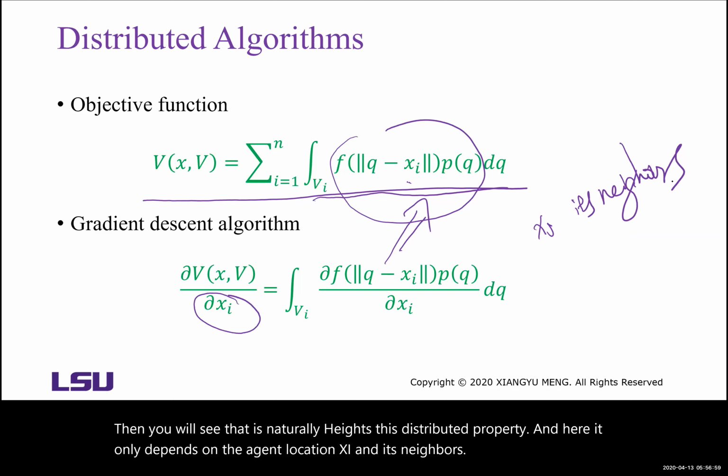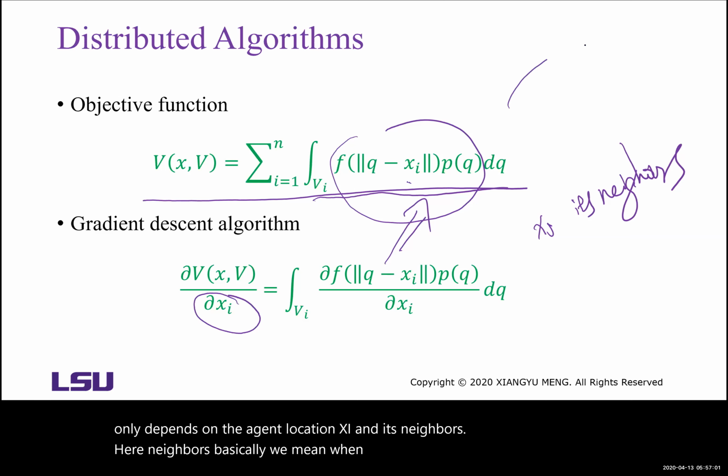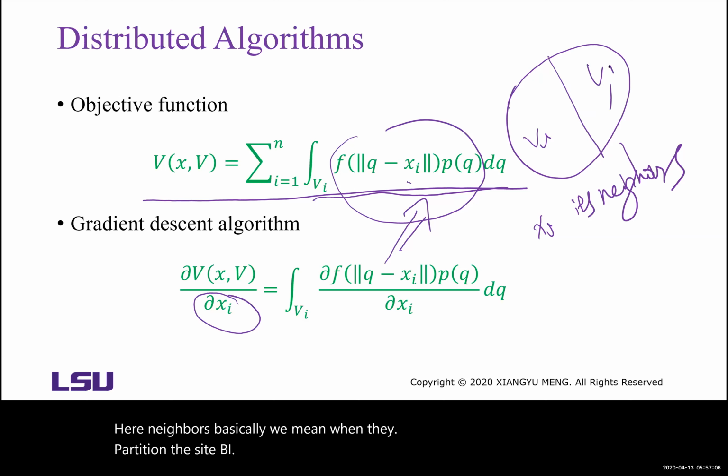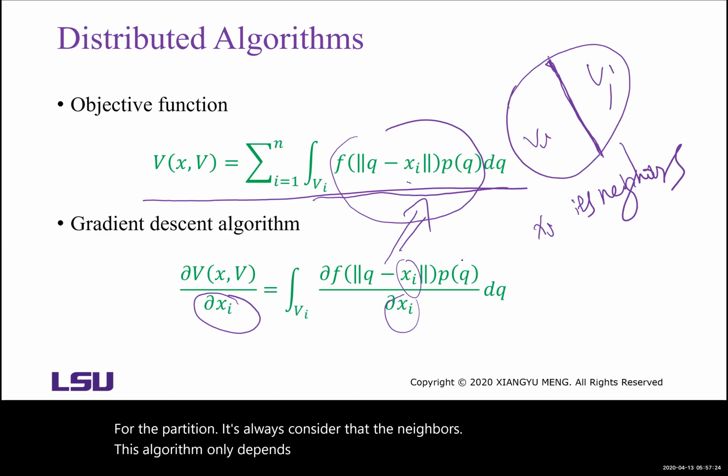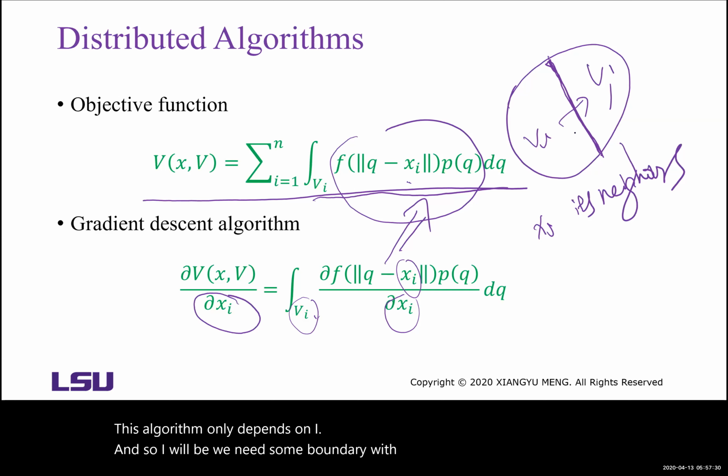Here neighbors basically mean, when they partition the sets vi and vj, only the neighbors, if they share a common line for the partition, we consider them neighbors. So you can see here, this algorithm only depends on xi, and vi, we need some boundary with the neighbors. So it's a distributed algorithm.